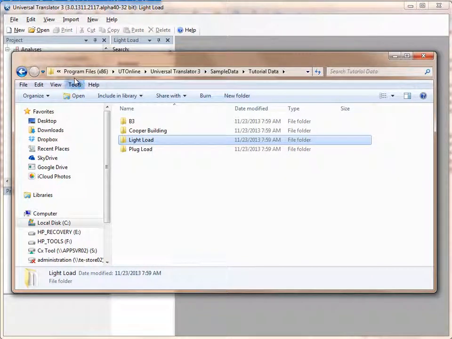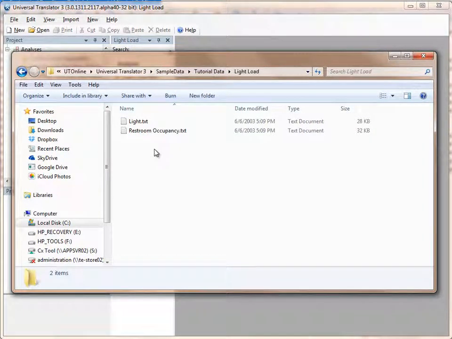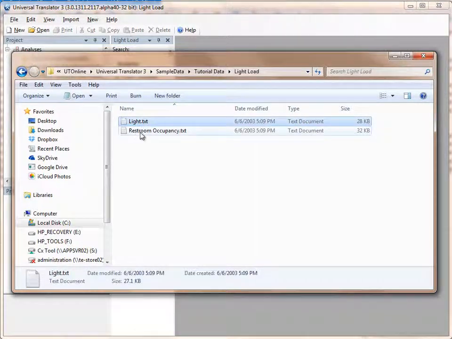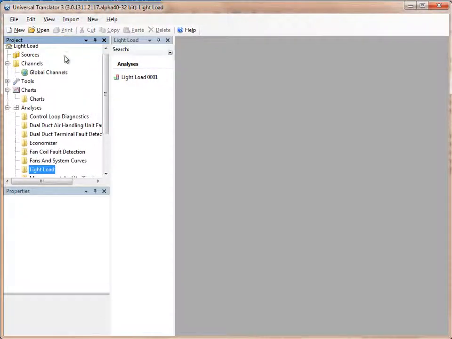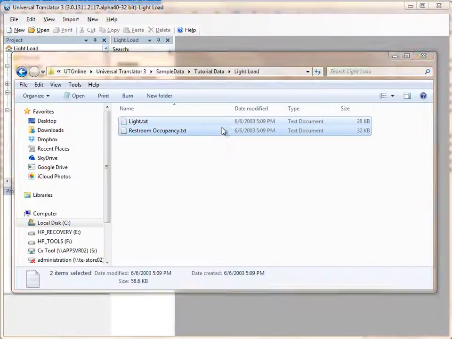So in the sample data that comes with the UT, which installs in Program Files, UT Online, the sample data folder, there's a light load directory. We'll take both of those text files and simply drag and drop them over into the UT. You have to scroll up a little. I'll do that again.